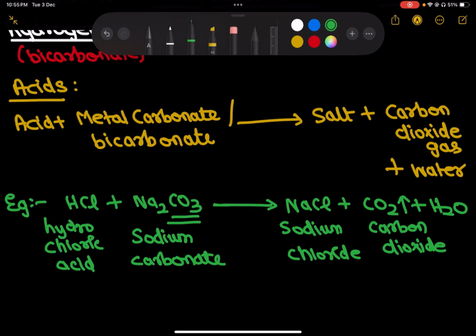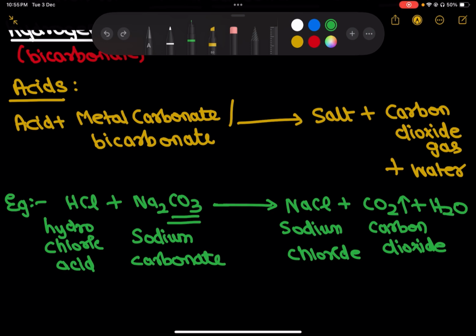Correct? So the mechanism for this, see what happens here. This part gets separated out, leaving the H and leaving the CO3, because H goes on to form H2O and CO3 goes on to form CO2. And these two react to form a salt. So this is the basic mechanism which you can understand. The exact mechanism you'll understand in the higher classes.